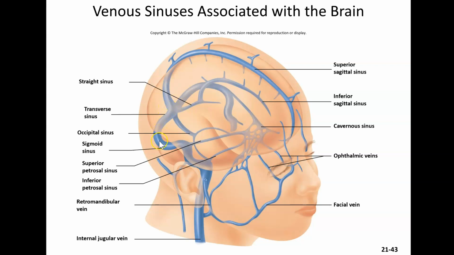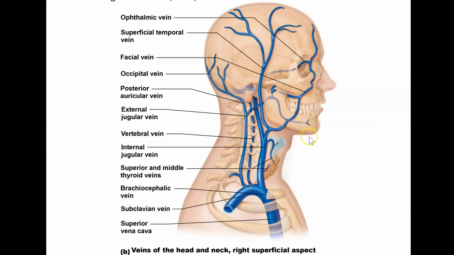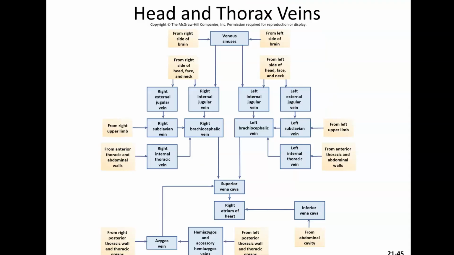flow through the transverse sinus, and then eventually flow down into the internal jugular vein. That internal jugular vein will then flow down to meet the subclavian vein and drain into the brachiocephalic vein, which will bring it down to the superior vena cava. Here's a nice chart that shows you the flow of venous blood as we move from the head and neck region down back to the heart.